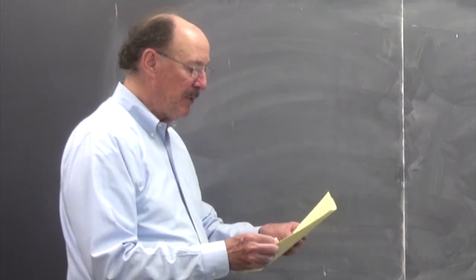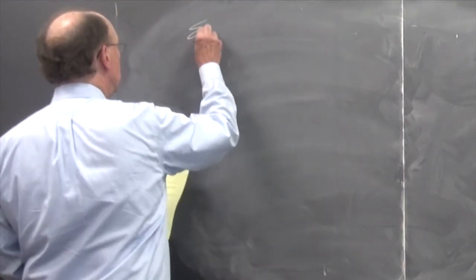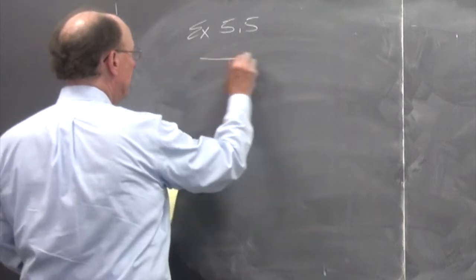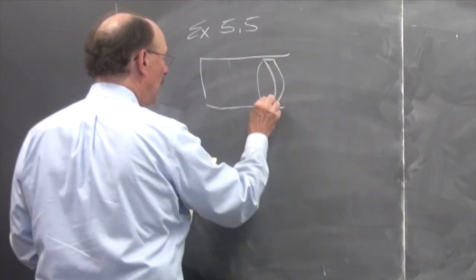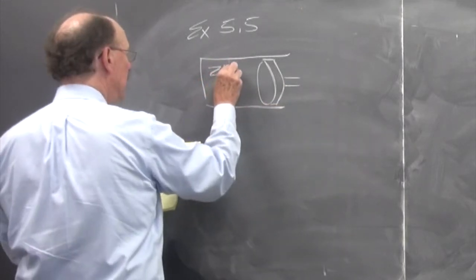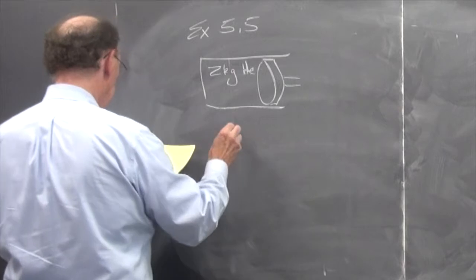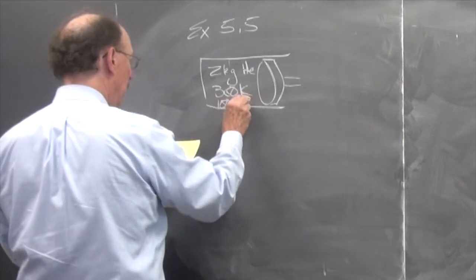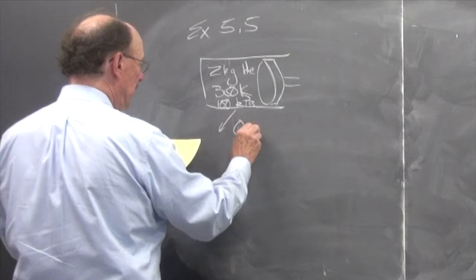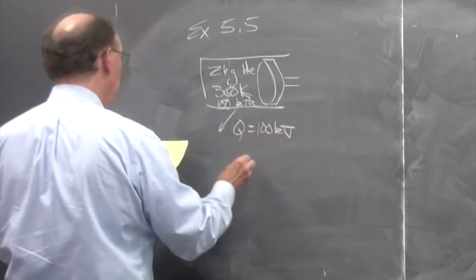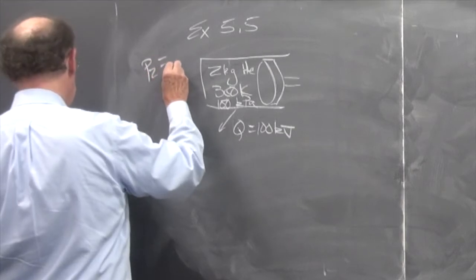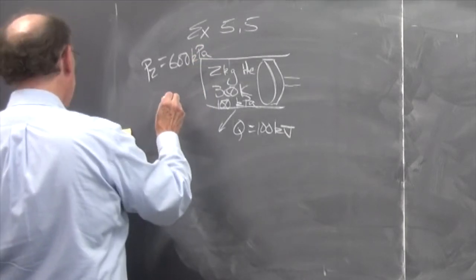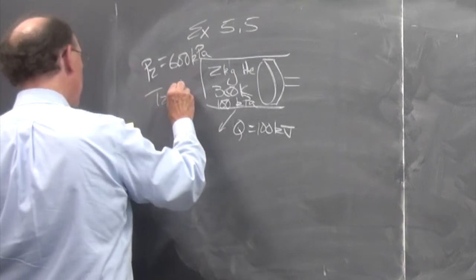Let's look at example 5.5. In this case, we have a piston cylinder. It has 2 kilograms of helium. It has 300 K, 100 kPa. The heat loss is equal to 100 kilojoules. And we know that P2 is equal to 600 kPa, and the temperature T2 is equal to 450 K.